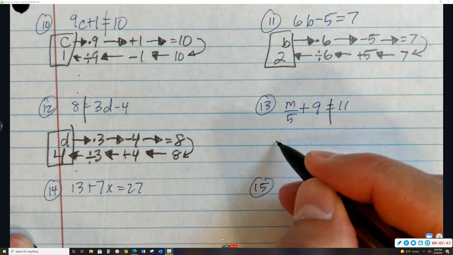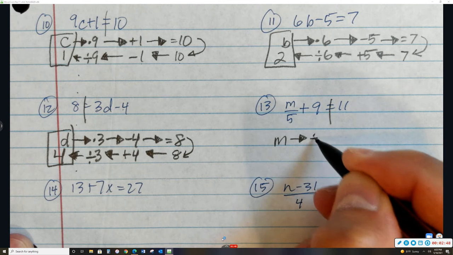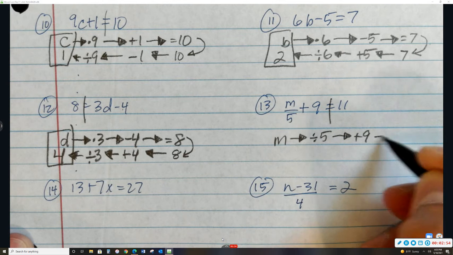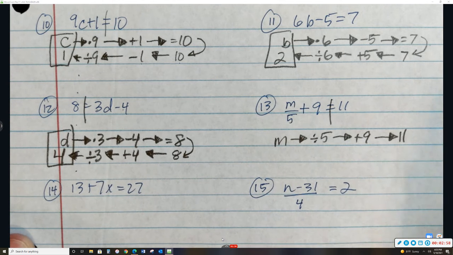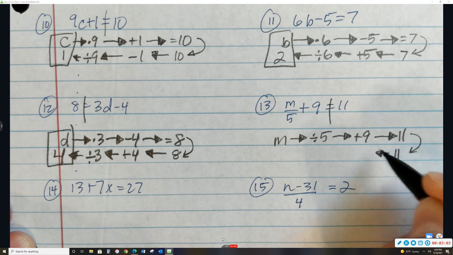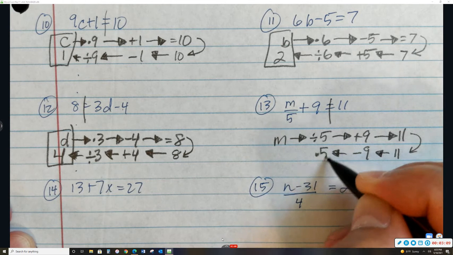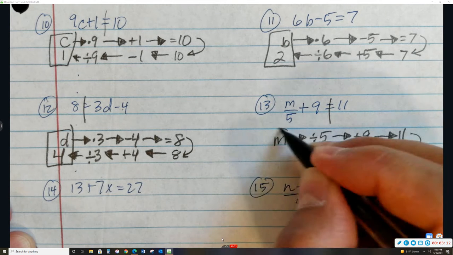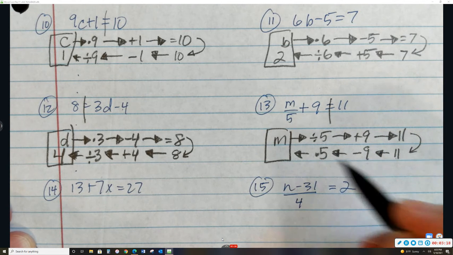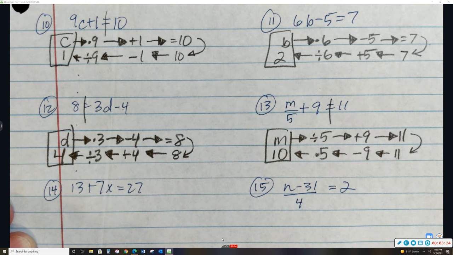Start with the M. Remember this fraction here, just think division. So M divided by 5. Then we have the plus 9. And then all of that equals 11. So then let's work our way backwards. 11, instead of plus 9 is minus 9, instead of divided by 5 is times 5, and then we'll have our answer. So 11 take away 9, that's easy, that's just 2, and then 2 times 5, well we can do that in our head, 2 times 5 is 10, and then that's the answer there.